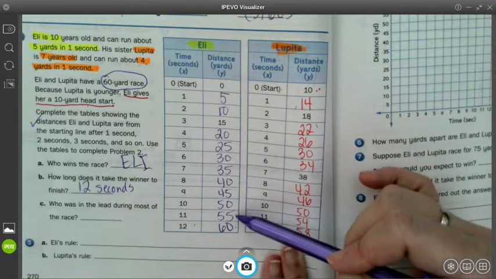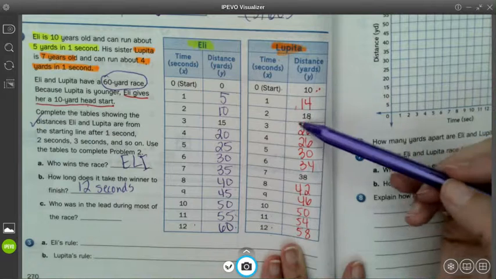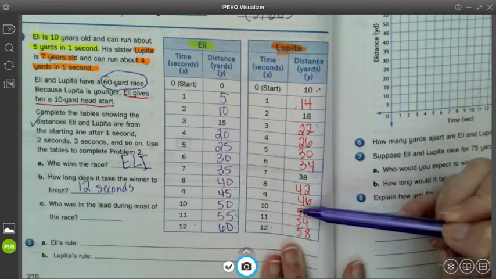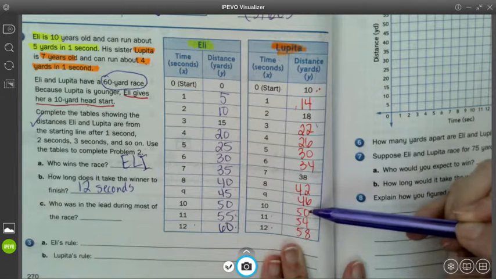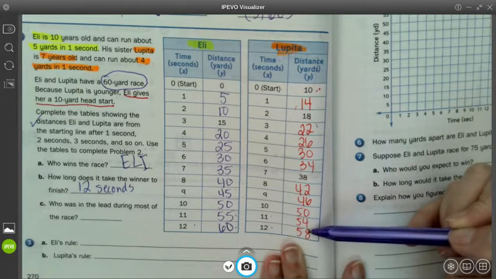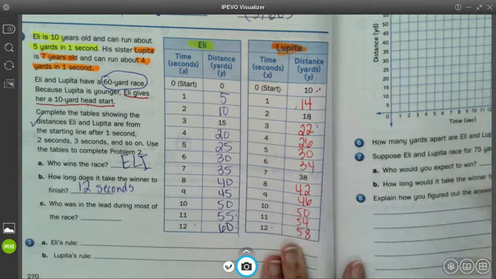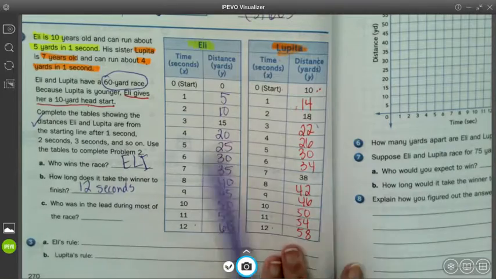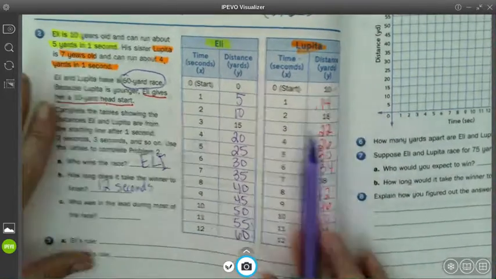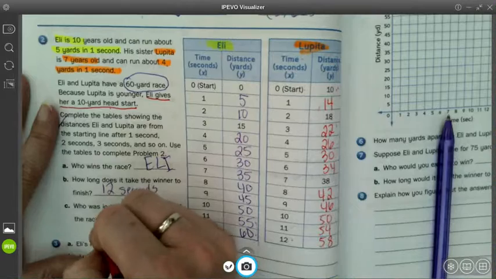At 11 seconds, that's where he took the lead. So Lupita was ahead for most of the race. Well, at 10 seconds they were even, but for 9 out of 12 seconds she was ahead, and just at that very end, Eli came in strong and got ahead of her and finished the race. Okay, but who was in the lead during most of the race? Lupita. Lupita was in the lead most of the race.